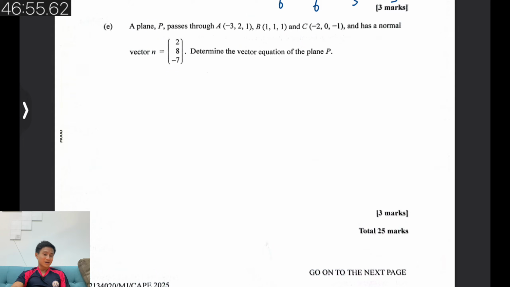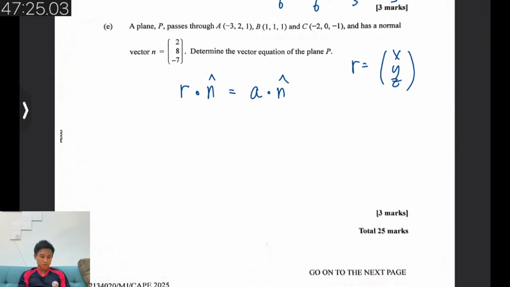Because it doesn't say Cartesian equation or what kind of equation, I'm going to give both. So basically the vector equation of a plane can be like this. It's some r, which is the position vector. Normally r is just x, y, and z, like that, yeah? So any point on the plane, as a position vector, dotted with the normal vector n. We can do that. So this is r dot 2, 8, minus 7 equals a.